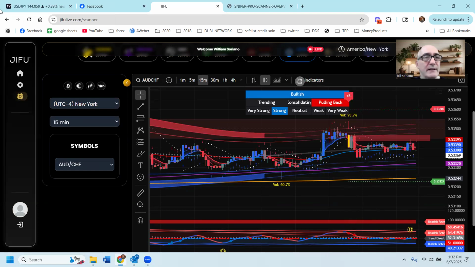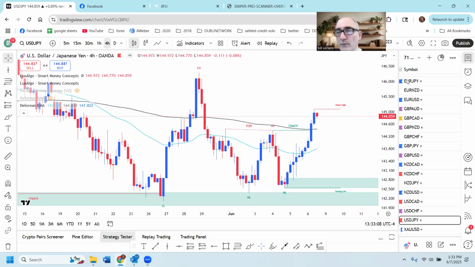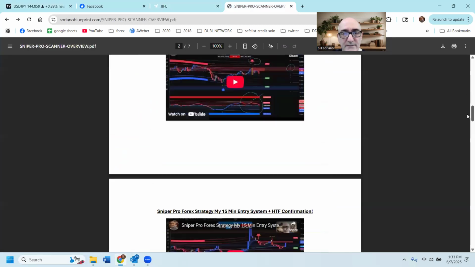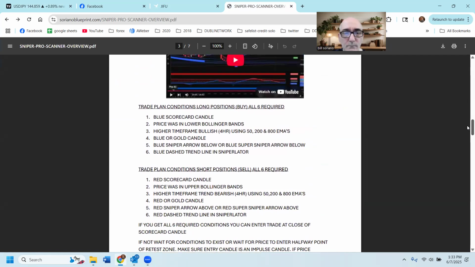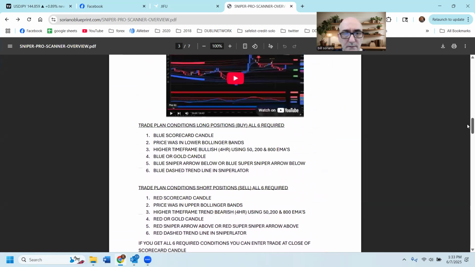So once I see a scorecard candle, I look on TradingView and I want to make sure that that scorecard candle is in line, is synced with the higher time frame trend on the 4-hour time frame that I have here in TradingView. And again, that's following the trade plan on the PDF file here, right? You need to use the higher time frame trend to determine that, right?